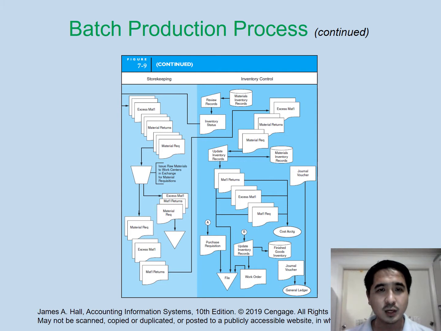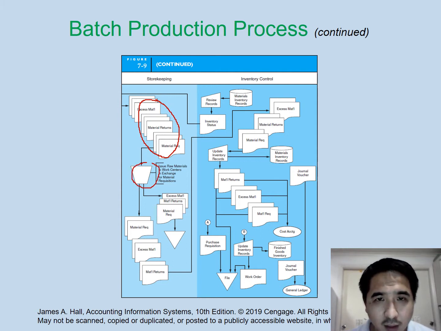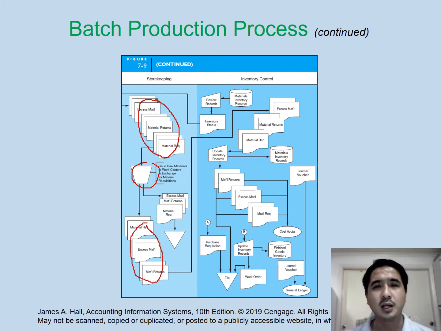So next, as we continue, the raw material requisition forms, excess material, material returns, and material requisition prepared by the work center will go to the storekeeping. The storekeeping will release the goods to the work centers, and then they will file the documents. Then they will give the details of the requisition materials to the inventory control for the recording, updating of raw materials inventory, reduction for use, and addition for returns for the excess.